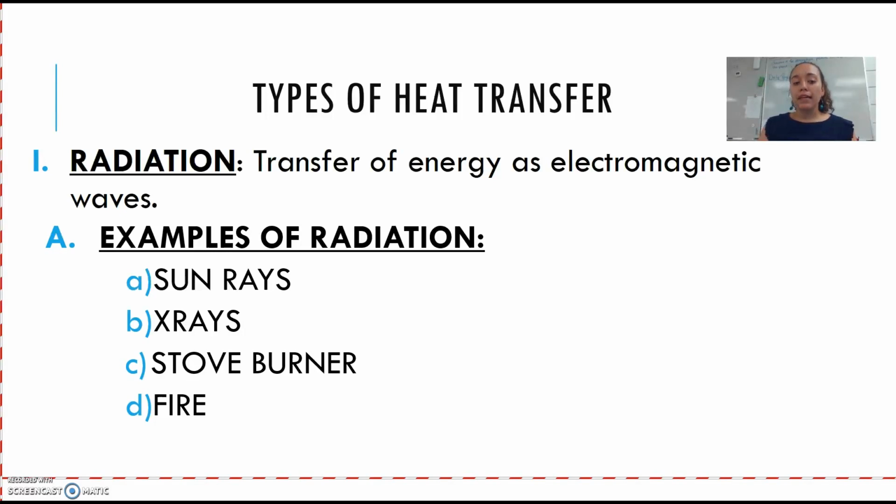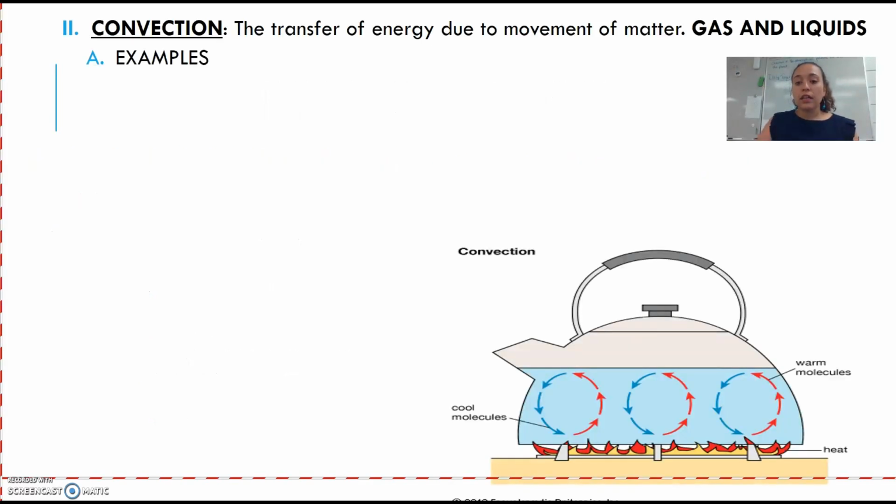So essentially what's happening is energy is coming from some sort of source, and it's coming in waves, in a wave type of pattern. So radiation is the transfer of energy as electromagnetic waves. The next type is called convection. Convection is the transfer of energy due to the movement of matter. This is usually occurring within gases and liquids because those are moving things.